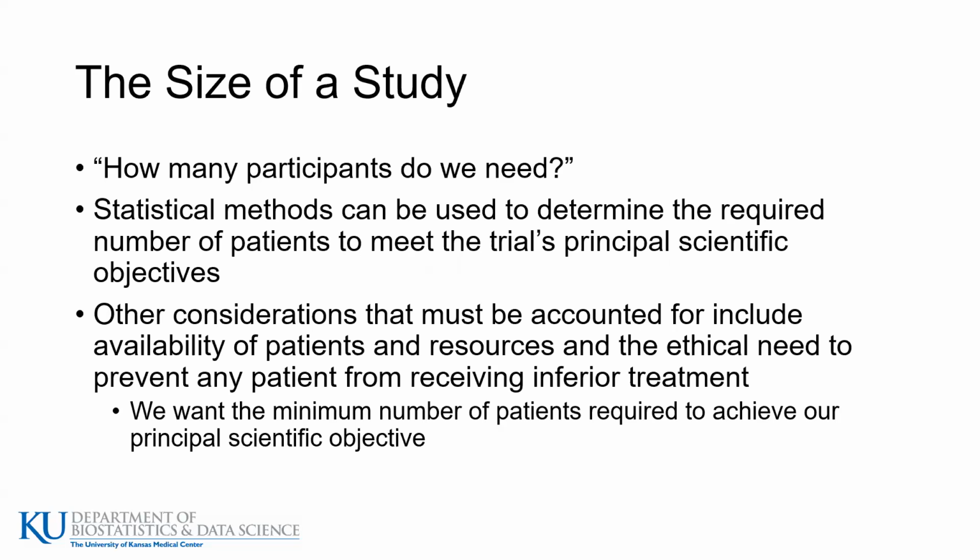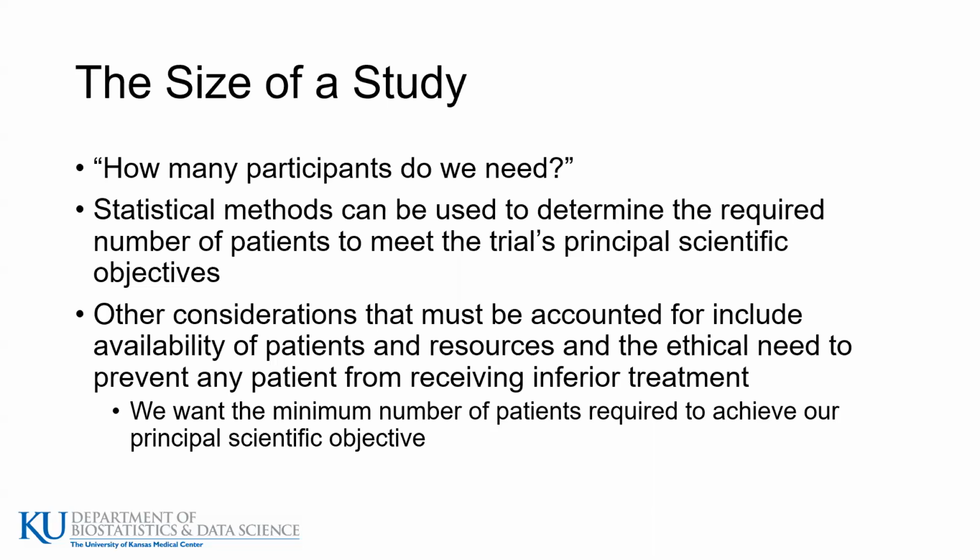When designing a study, it's important to pick a size of study that both controls for that sampling error but also doesn't waste resources. Statistical methods can be used to ensure that you're recruiting enough subjects to meet the trial's principal scientific objectives, but not recruiting so many subjects. You want to recruit the minimum number of subjects, accounting for dropout rates, that will meet the trial's objective.